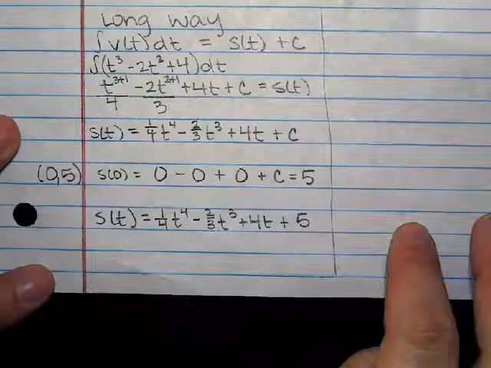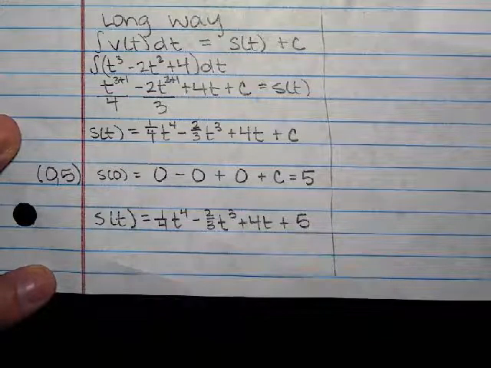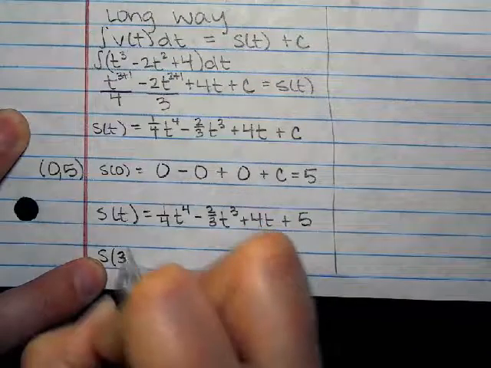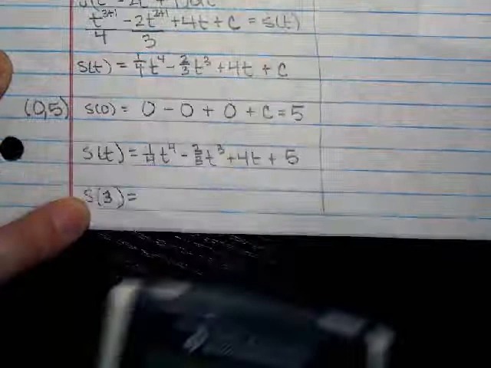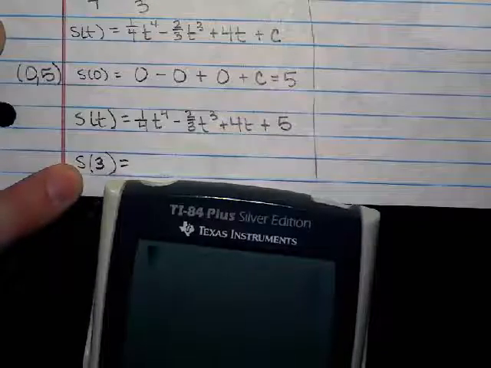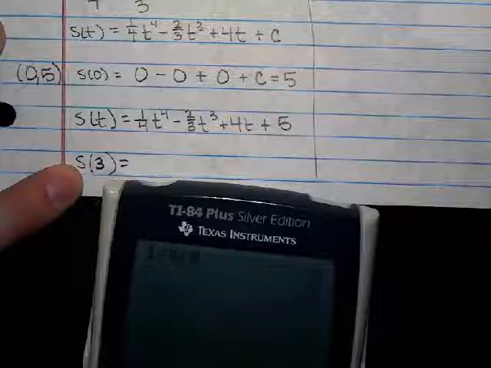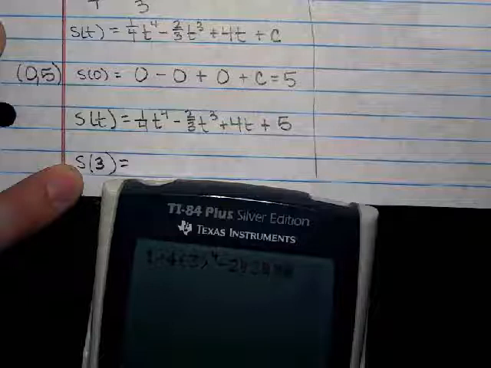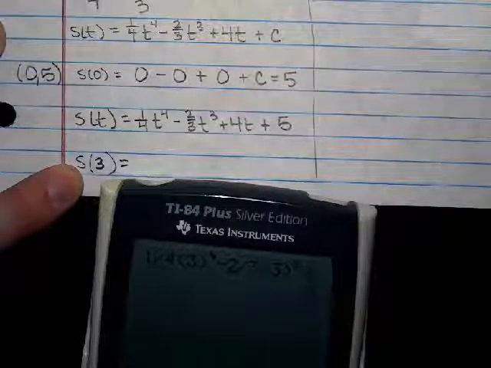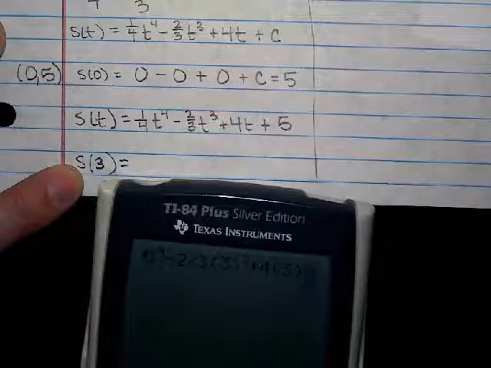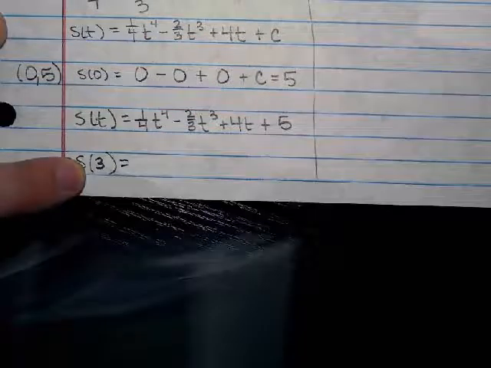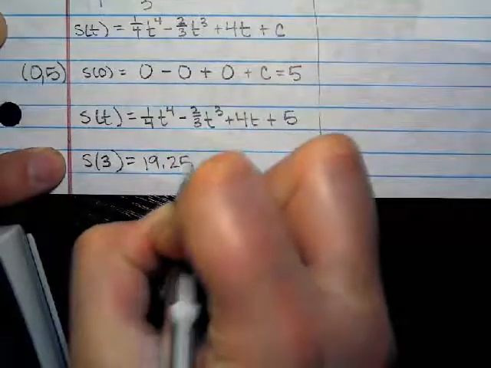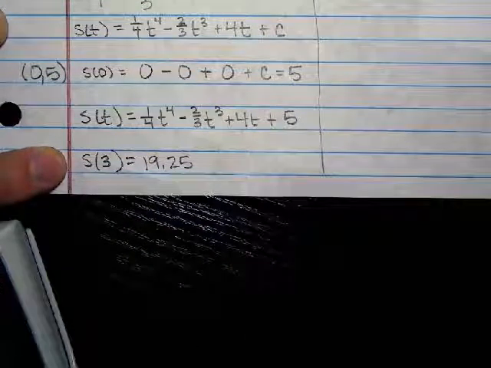So if we wanted to know what s of 3 is, we could just take 3. I'm just going to use my calculator to plug it in. We could do 1/4 times 3 to the fourth minus 2/3 times 3 to the third plus 4 times 3 plus 5, 19.25. So this is the long way. But do we agree that that's mathematically accurate? Everything that I did there, like, mathematically made sense. Okay.